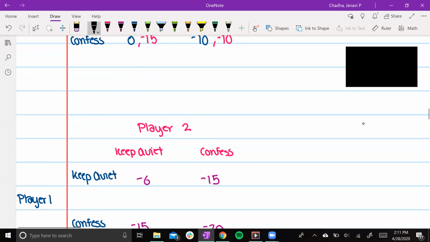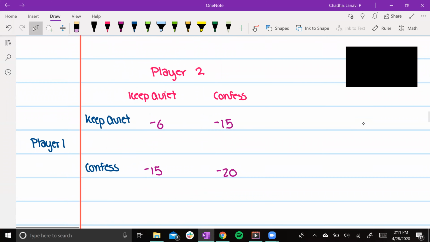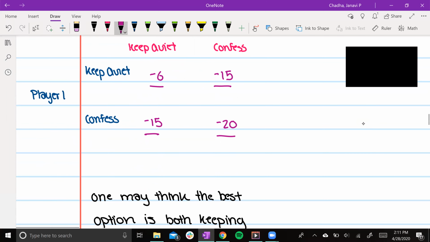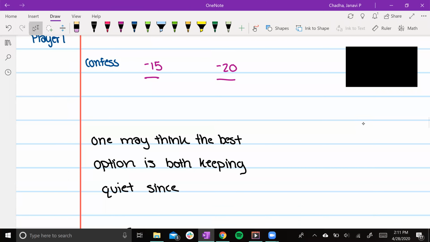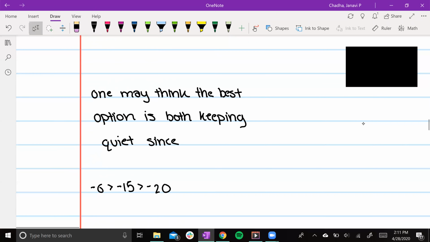Adding up these numbers, you can see in this scenario, they spend 6 months in jail in total. Over here, they spend 15 months. Over here, they also spend 15 months. And over here, they spend 20 months. So looking at this, one may think that the best option is for both of them to keep quiet, since -6 is larger than -15, which is larger than -20, and we may want to minimize the total number of months that they spend in jail together.